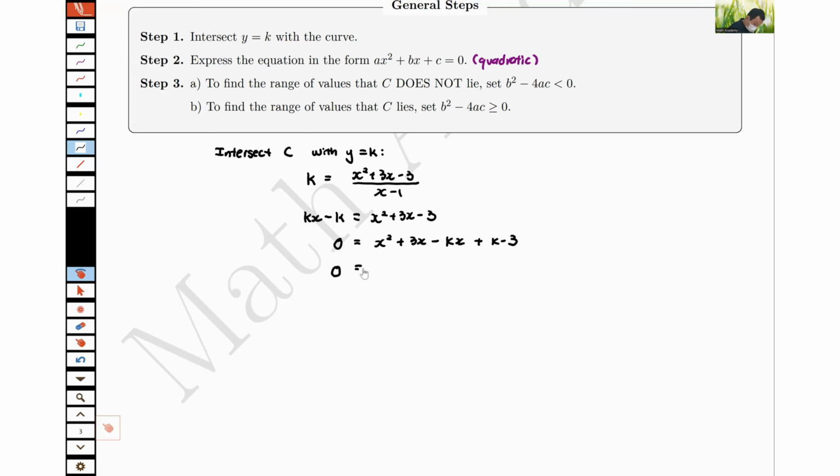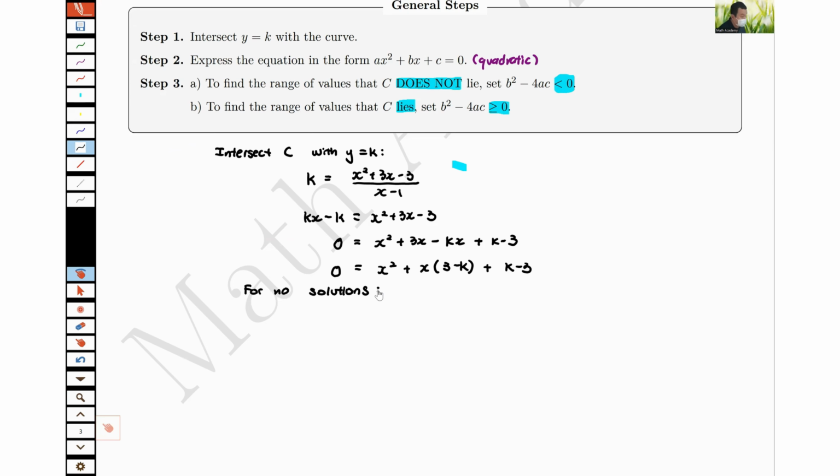Let's further simplify. Let me group up the x. So do we want any solutions? What is the phrasing of the problem? The phrasing of the question says, I don't want. C does not lie. You go for discriminant negative. But if the question says, give me the range of values that C lies, it will be discriminant positive or equal to 0. In this example, we will then go for no solutions.